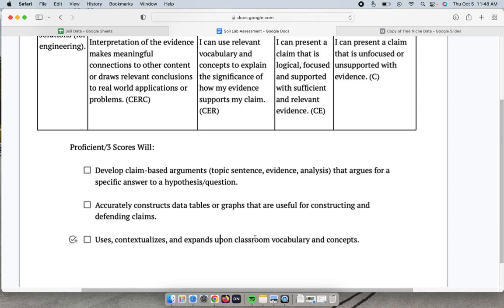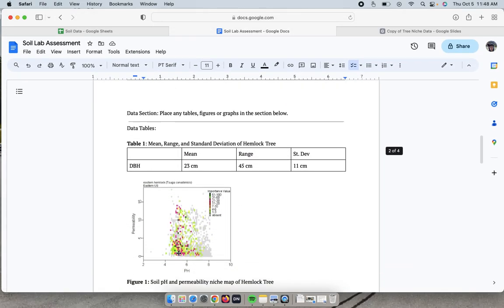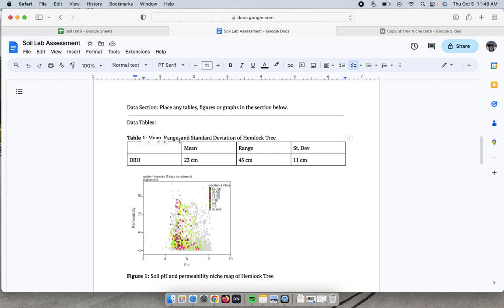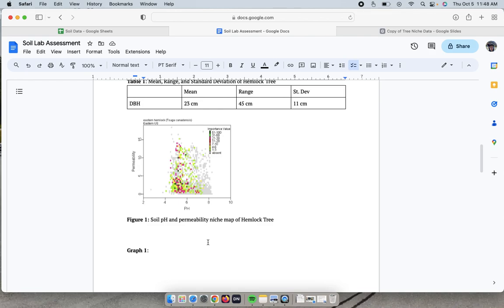And finally, classroom vocabulary and concepts are both utilized and contextualized and expanded upon in your work. So you're not just saying fundamental niche, but you're using it in a way that helps me understand that you know what this means and it furthers your overall argument. What I might do tonight after you watch this video is start copying and pasting data tables and figures and graphs that might be useful for you to help answer the 3 questions that I'm about to go over.